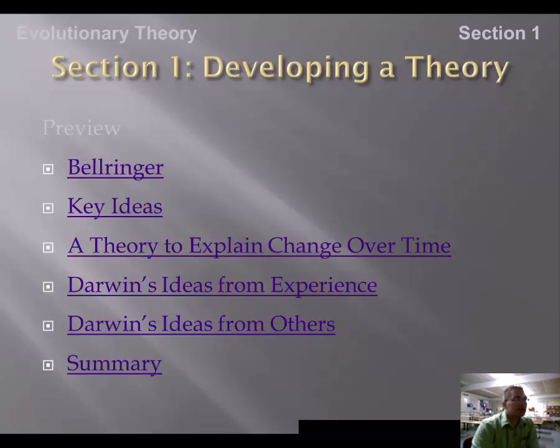Evolutionary Theory, Section 1, Developing a Theory. In this section, we'll start with some key ideas. We'll talk about how this theory developed over time. We'll talk about how Darwin's ideas were developed from his experiences. And then we'll also talk about how Darwin's ideas came from other scientists.